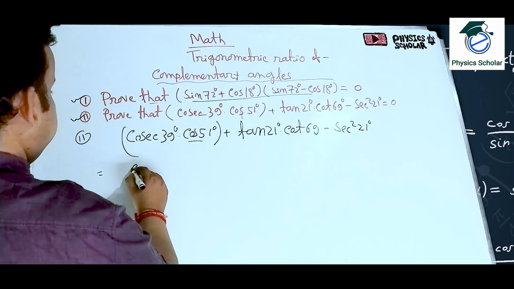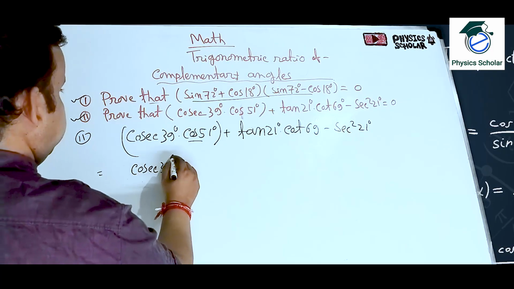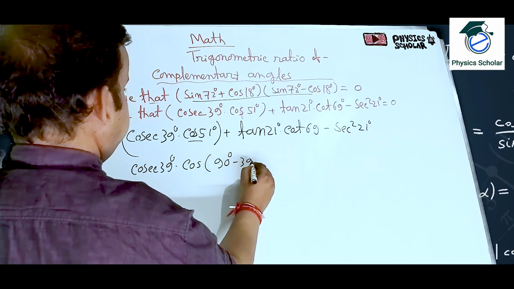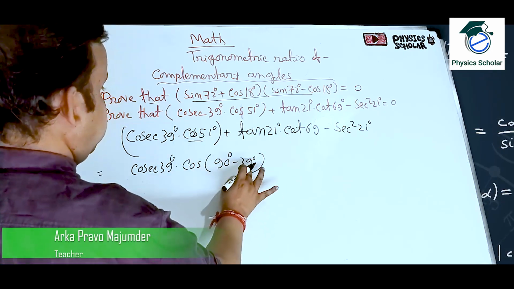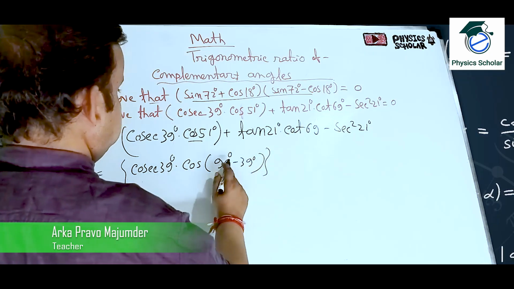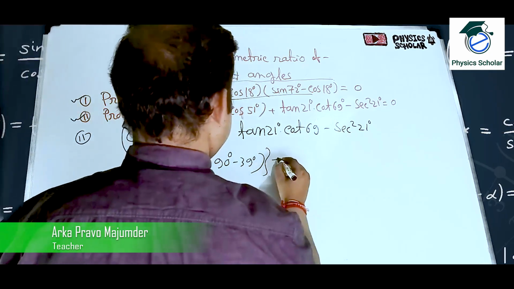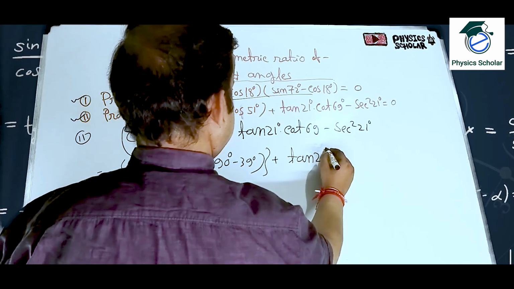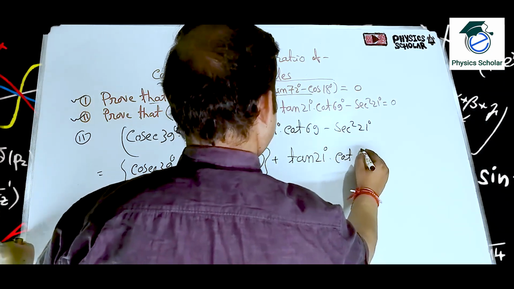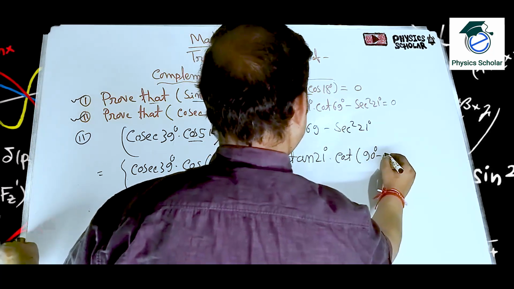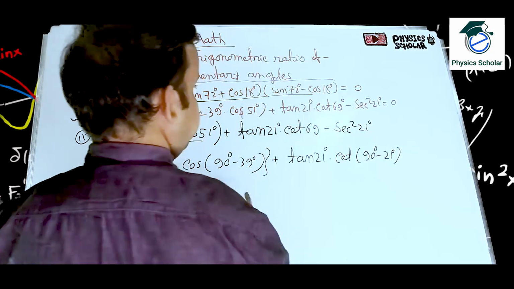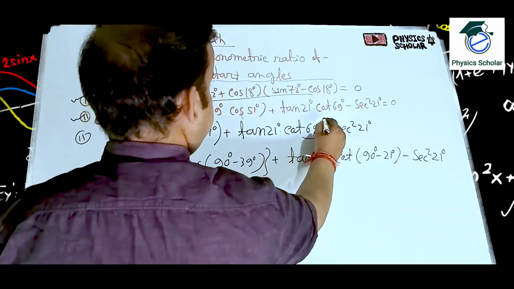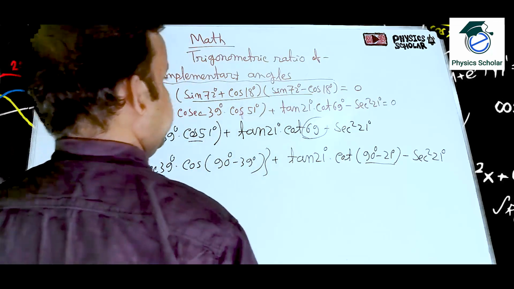Now here what can we write? Cosec 39 into cos (90 degree minus 39 degree), that means 51. 90 minus 39 means 51. Plus tan 21 degree into cot (90 degree minus 21 degree), that means 69 degree, minus sec square 21 degree. So 69 degree, how can you write? 90 minus 21, that means 69.